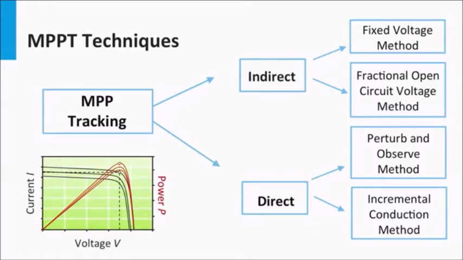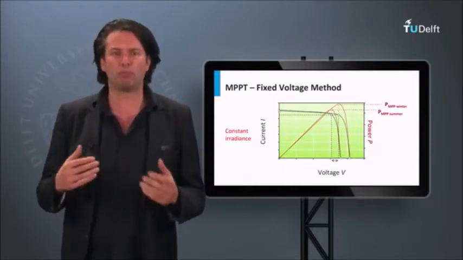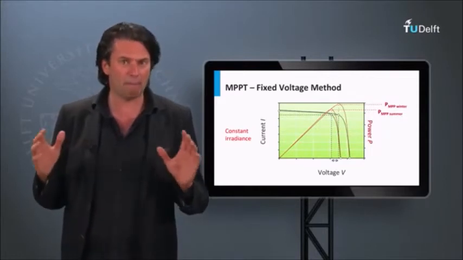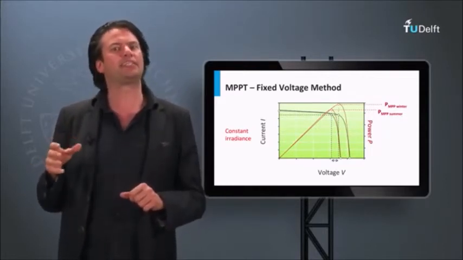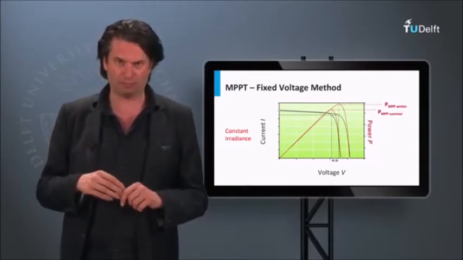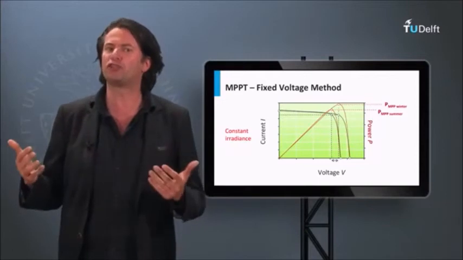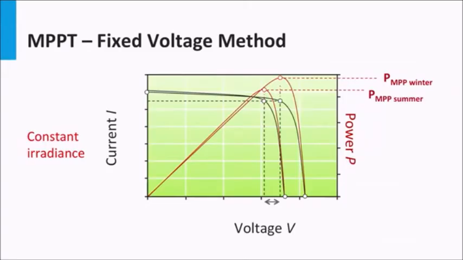Let's talk about indirect MPP tracking first. In this kind of tracking, simple assumptions and periodic estimations of the MPP are made with easy measurements. An example from practice is the fixed voltage method. This technique is based on adjusting the operating voltage of the solar module only on a seasonal basis.